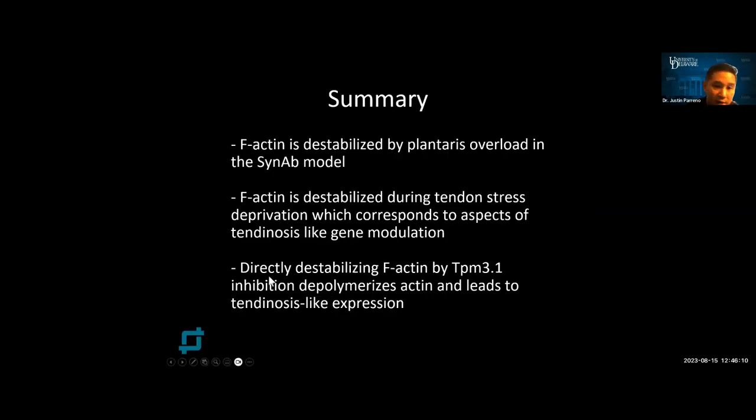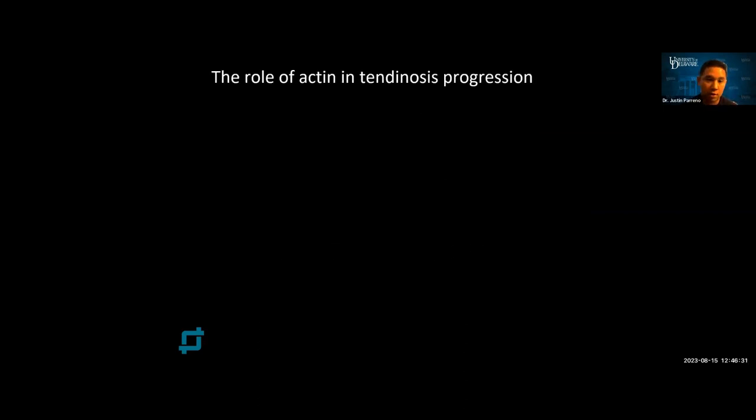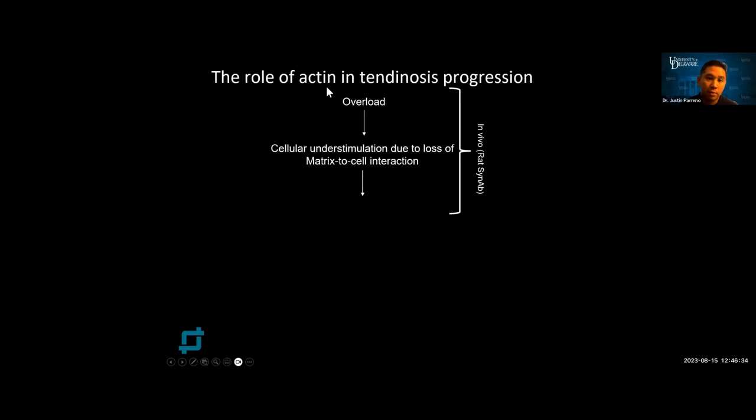So in summary, F-actin is destabilized by plantaris overload in our SynAb model. F-actin is destabilized during tendon stress deprivation, which corresponds to aspects of tendinosis like gene modulation, and directly destabilizing F-actin by TPM 3.1 leads to tendinosis-like gene expression changes, which we also confirmed via treatment with latrunculin.